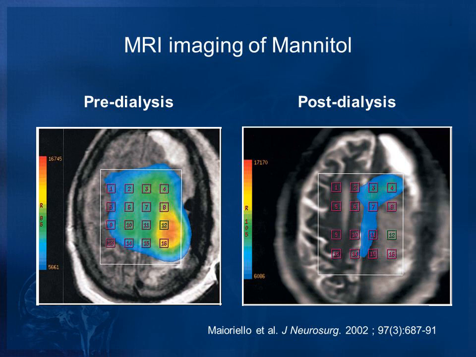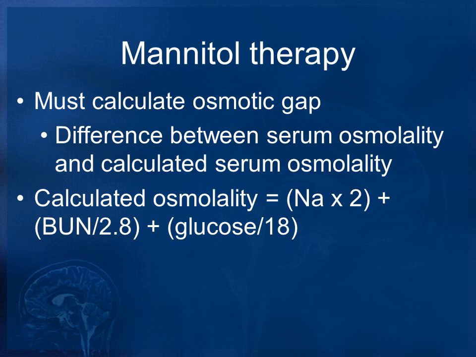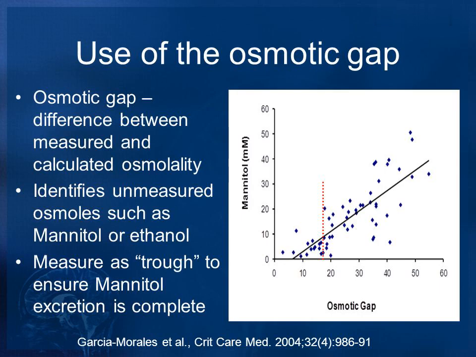Pre-dialysis. Post-dialysis. Mannitol therapy: must calculate osmotic gap. Difference between serum osmolality and calculated serum osmolality. Calculated osmolality equals Na times 2, plus BUN/2.8, plus glucose/18.